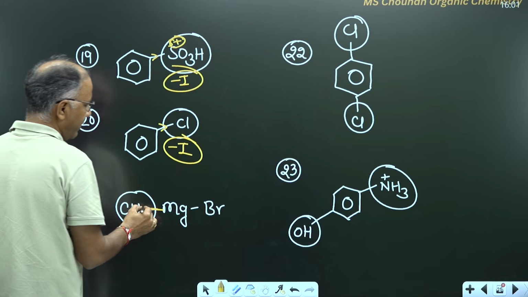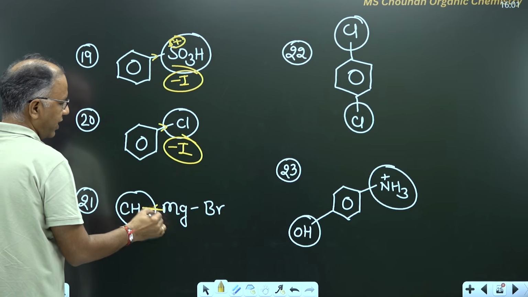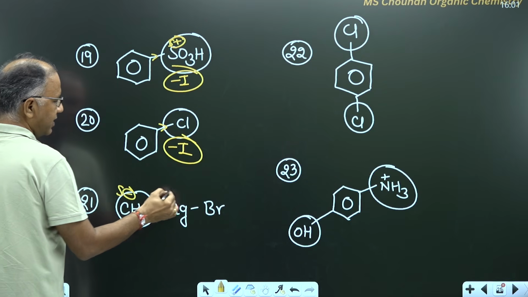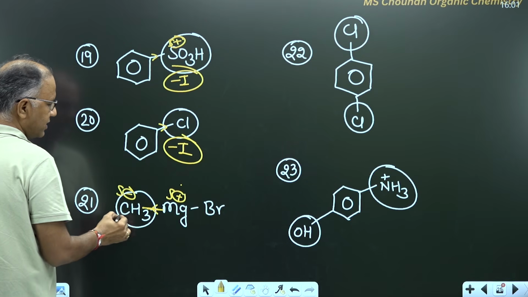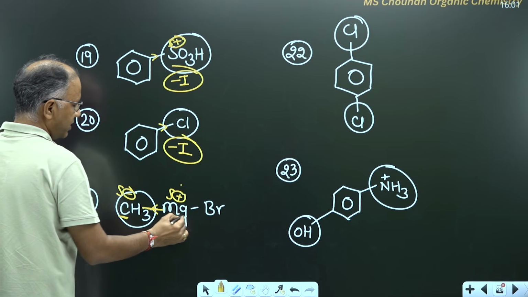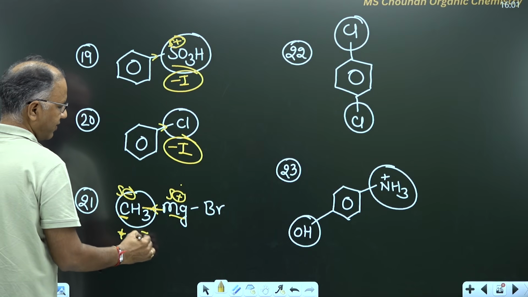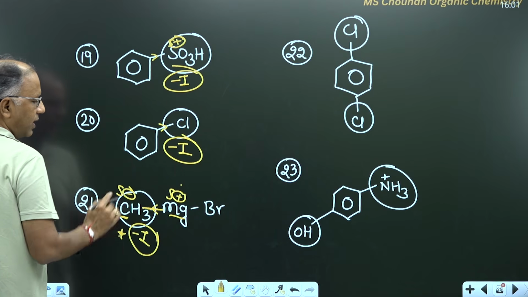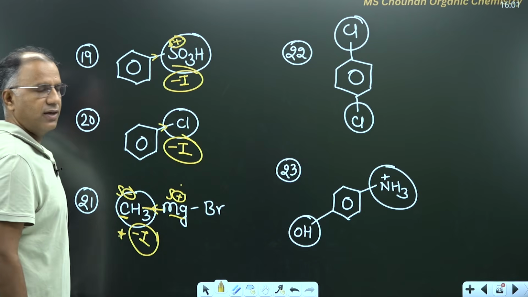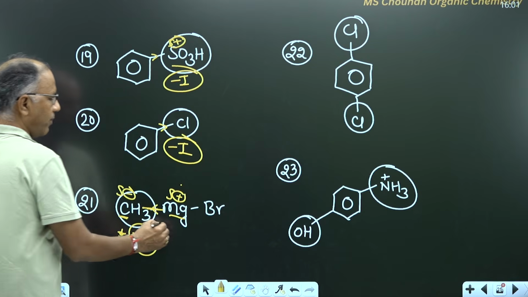Now in carbon and magnesium, carbon is more electronegative. This means there will be a delta minus on carbon and a delta plus on magnesium. Since carbon is more electronegative than magnesium, it will show minus I effect. This is the first time alkyl groups will show minus I effect, in the case of organometallic compounds.